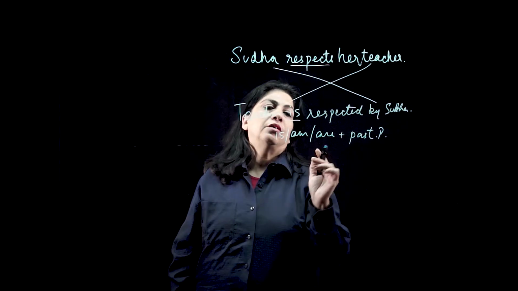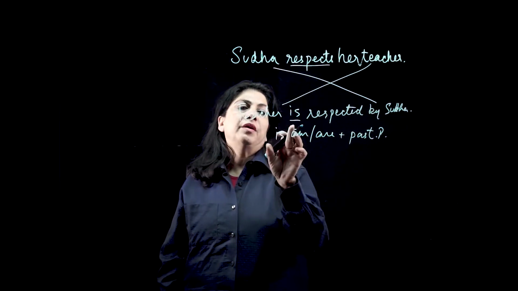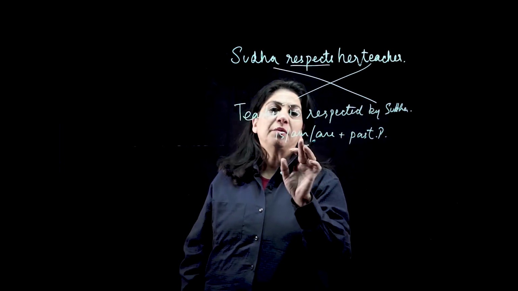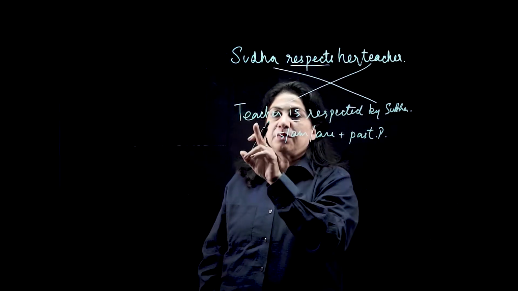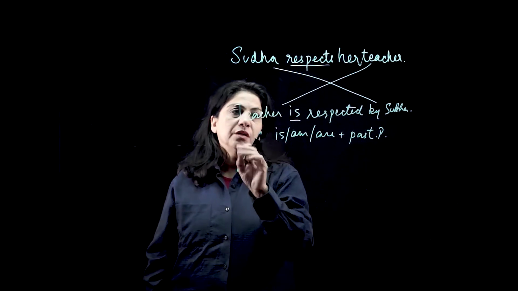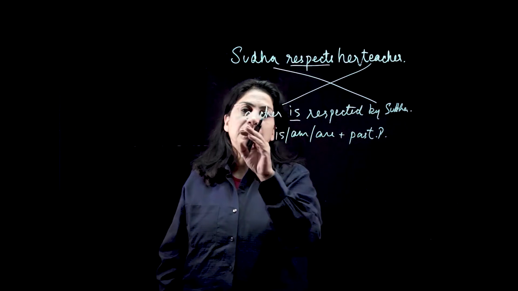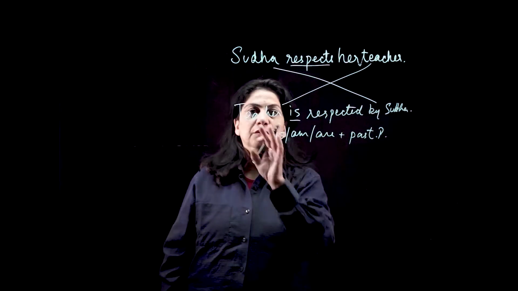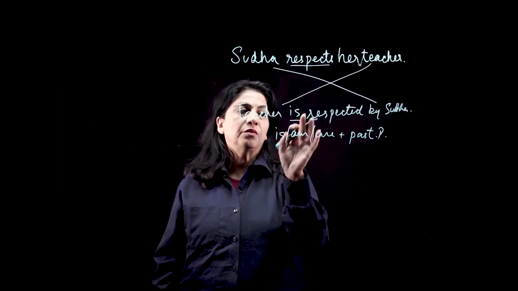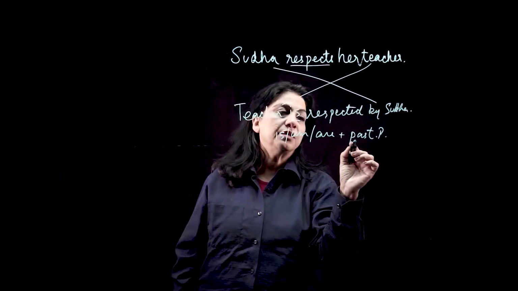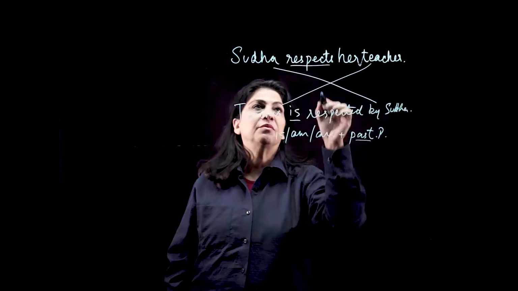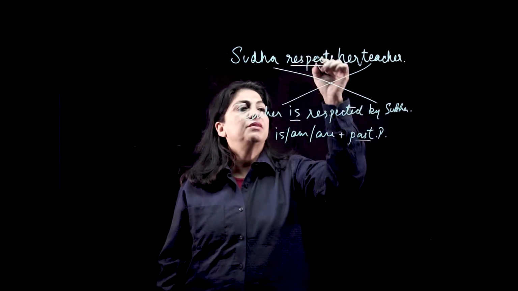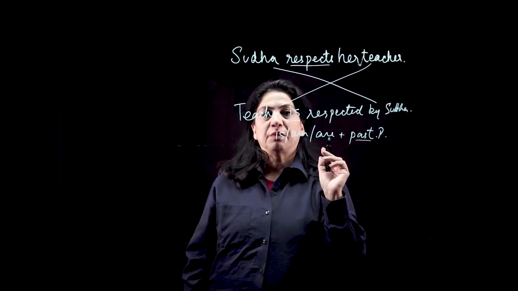Okay? So now it's very simple. We add is, am, or are depending upon the subject. So for she, or Ram, he, we use is, and if it was people, it would be they, so it would be are. But the verb you will have to change into the past participle. That means in this case, respect changes to respected.